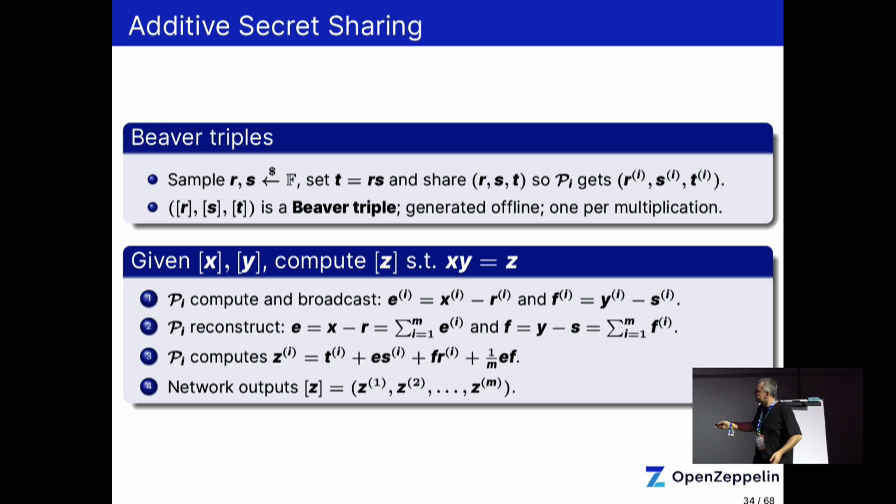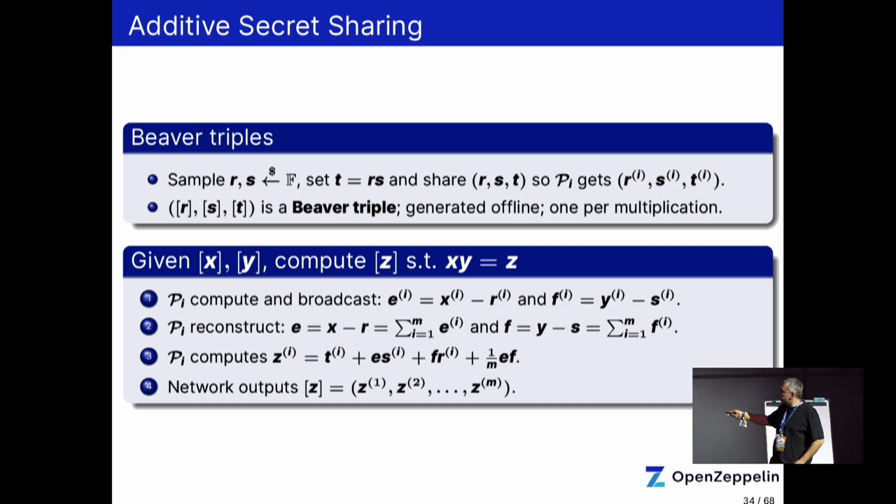in MPC. So we have the shares of x and y, and we want to compute the shares of z such that x times y equals z, but also remember that none of the nodes actually know x and y. They only have their own share. And let's see the process from the perspective of one node, the ith node.